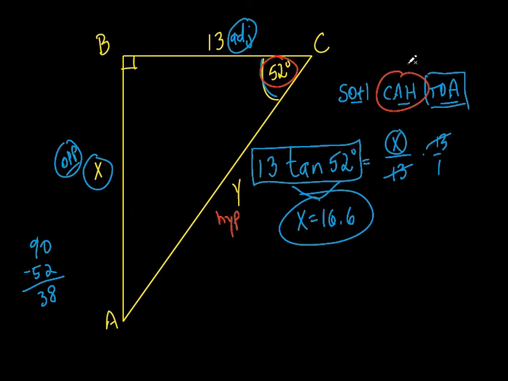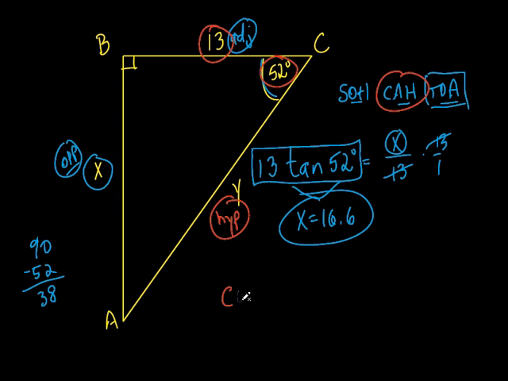Do you understand how we know which trig function we're supposed to use? That's usually the main question kids ask me all the time: I don't know which one to use. Well, use the one that works. It sounds a little quick, but use the one that works. They give you the adjacent. You want to find the hypotenuse. That's what you're going to use. So adjacent over hypotenuse is the cosine.